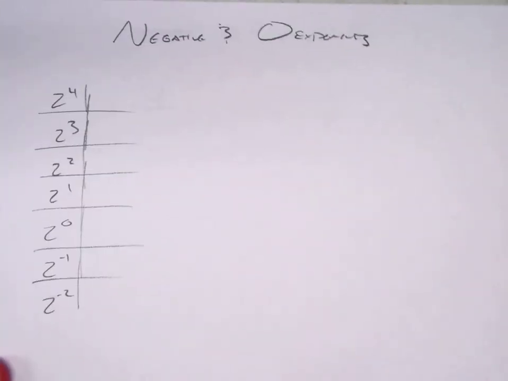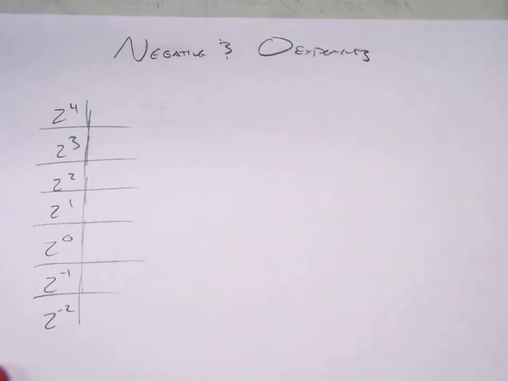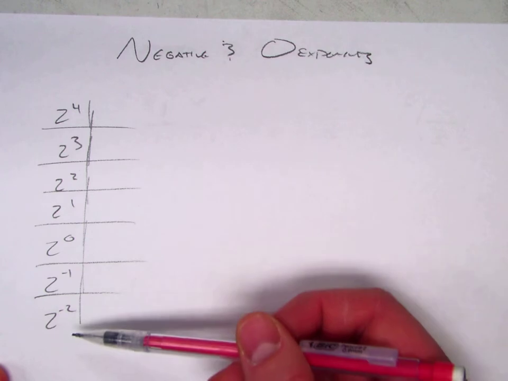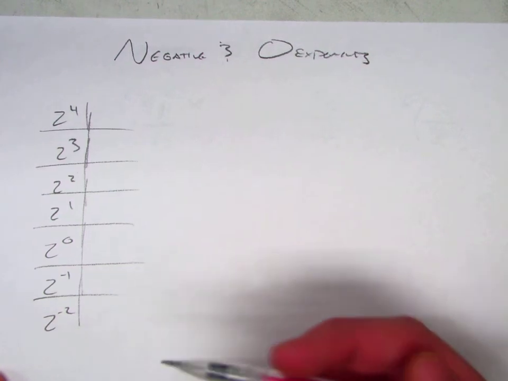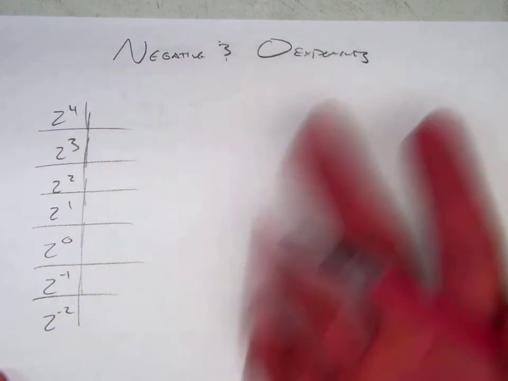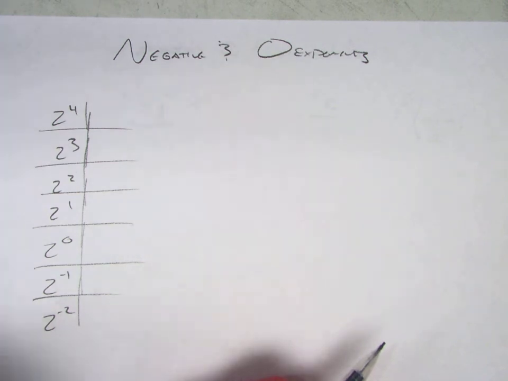So before we know how to do this, let's cover the idea behind it. And basically, I'm just going to fill in this table and see if we can see a pattern. This isn't really a proof of how you do negative and zero exponents, but it is a pattern. And it's true, and I think it illustrates the idea pretty well.